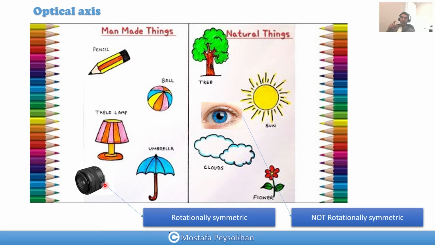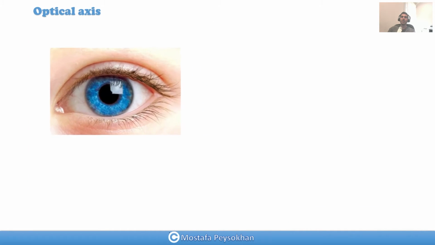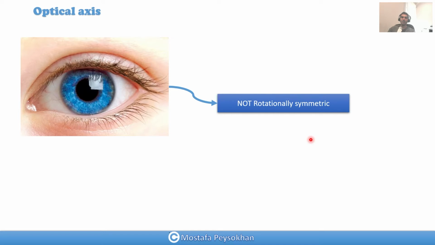But for the eye, it looks symmetric. It's like circular, but when you look at it in more detail, you can see that it's not completely rotationally symmetric. So what should we do for that optical system, which in this case is our eye? For the eye, as I mentioned, it's not rotationally symmetric. We need to figure out how we can find the optical axis of this system.